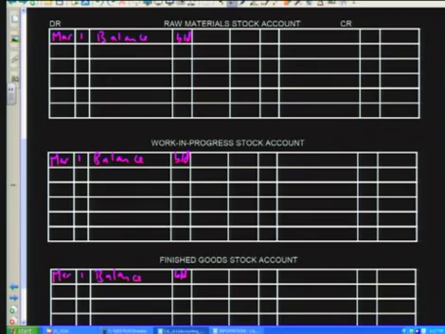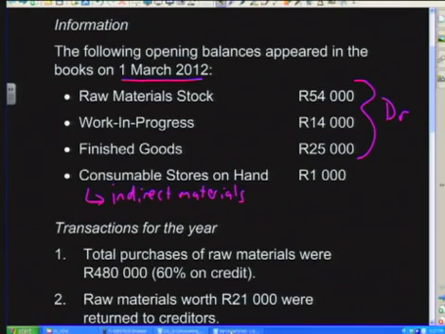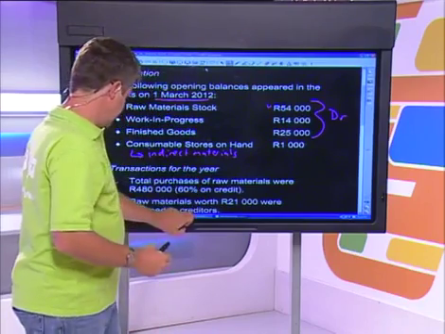I seem to remember that the balance on the raw material stock account was 54,000, so I'm going to write it in here. Let's just check that it was. Yes, there's the 54,000. I've put it in. It's usually a good idea to tick off the numbers that you've used when doing ledger accounts. We've got work in progress of 14,000 and finished goods of 25,000. Let's just try and remember that.